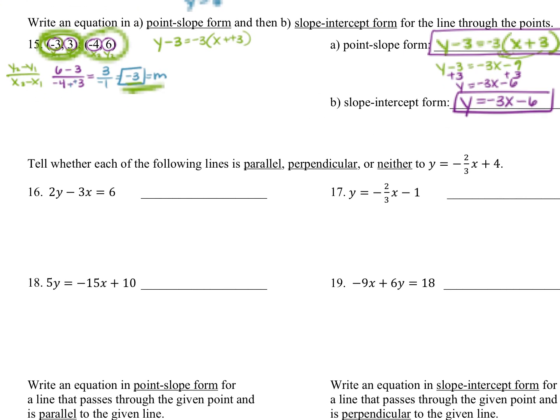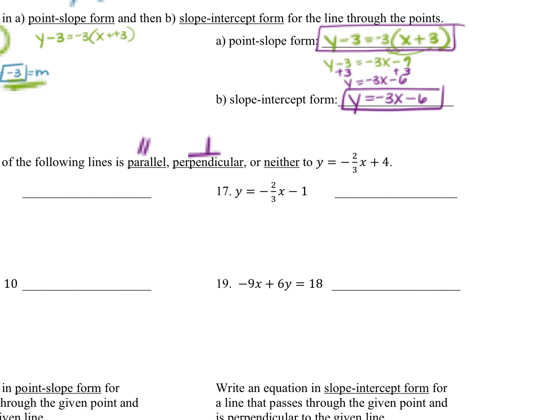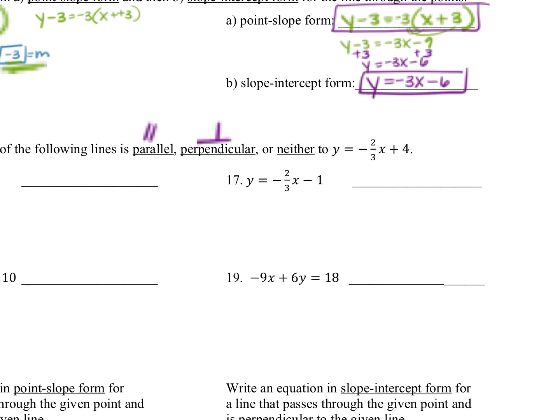These next four, it says tell whether the following are parallel, perpendicular, or neither. To this equation. Okay, now let's think about what it means to be parallel or perpendicular. Parallel lines are going to have the same slope. Perpendicular lines are going to have opposite reciprocal slopes. Okay, so if the line is parallel, it's going to have a slope of negative 2/3. If it's perpendicular, your slope is going to be a positive 3/2. If it's something completely different, then it's going to be neither.